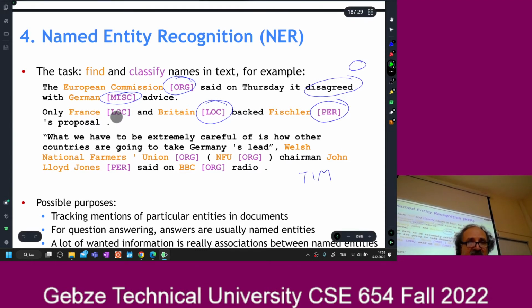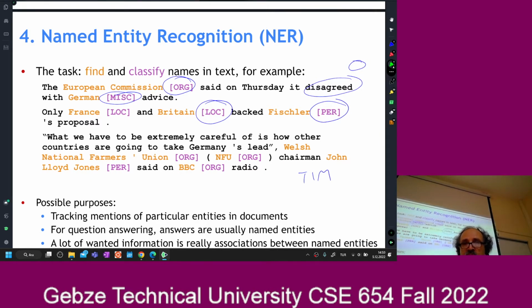"Only France, which is a location, and Britain, a location, backed Fischler's proposal." Fischler is a person. So you find the names and you classify them. It's a classification problem, and you are going to give classes for each word in a sentence. Most of the time, if you cannot find anything, you are going to say it's other. That's called named entity recognition.